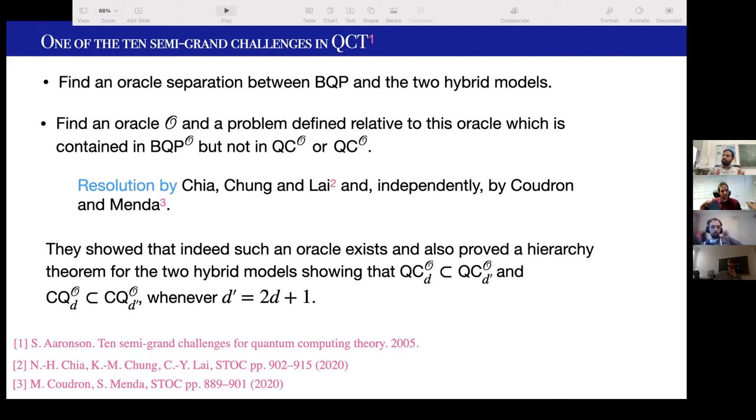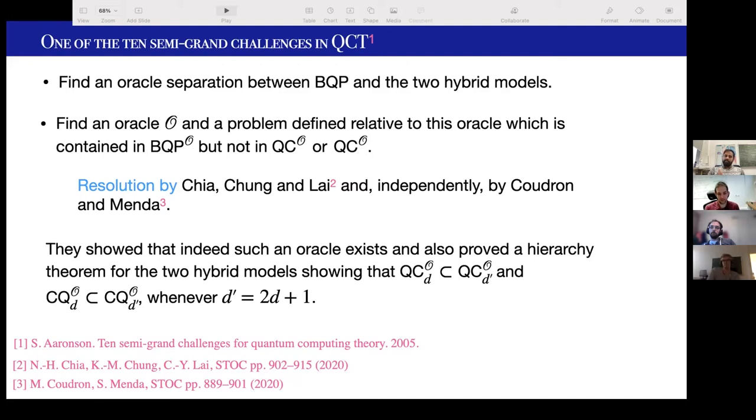So different depth QCD classes have different computing power. QCD with depth 2D plus 1 is strictly more powerful than QCD with depth D. The same is true for CQD. So these two classes appear in this sort of work, where they proved that BQP is neither equal to QCD nor CQD with respect to an oracle.